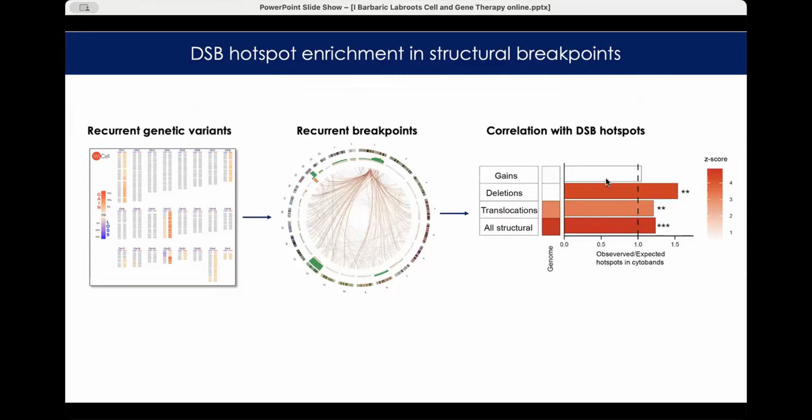And overall, we do see enrichment. So we can see that hotspots do to some extent underpin recurrent breakpoints that are eventually seen in the karyotyping data. But of course, this is not a complete picture. Not every recurrent hotspot in the INDUCE-seq data really results ultimately in karyotypic aberrations.